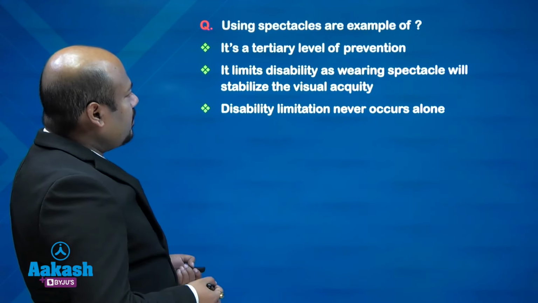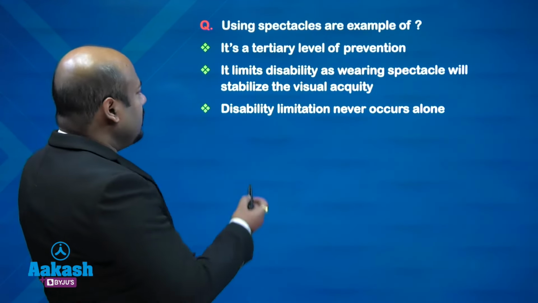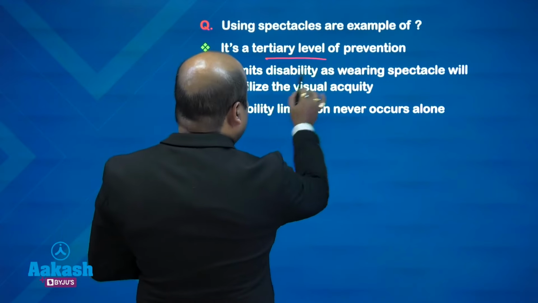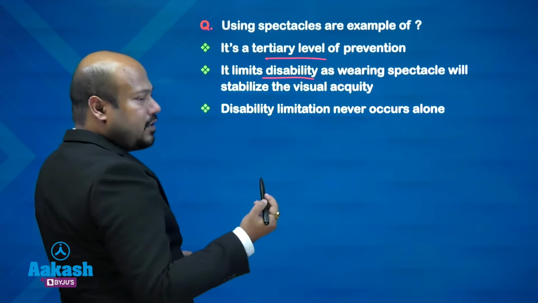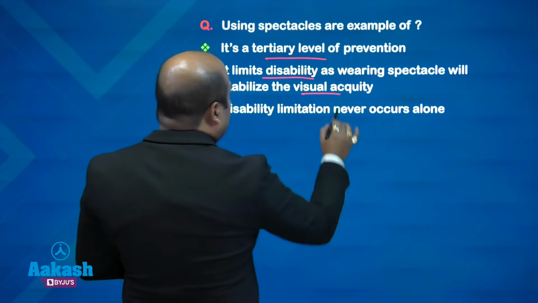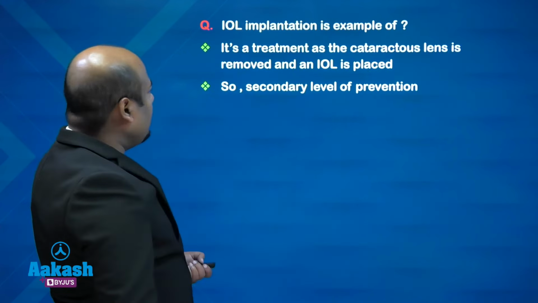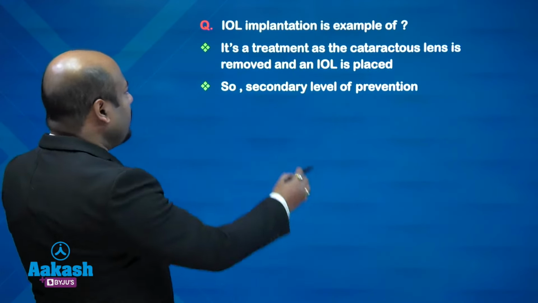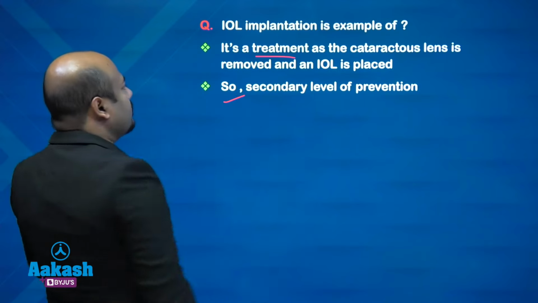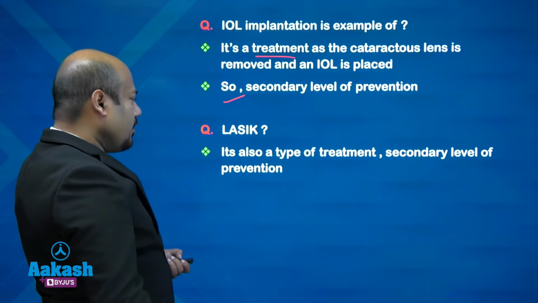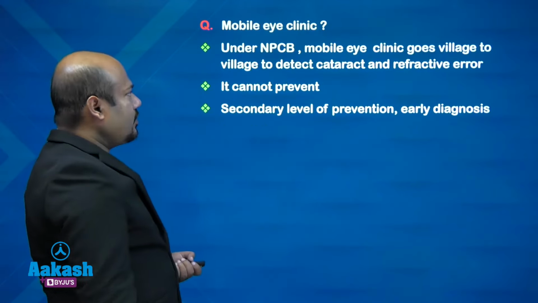Using spectacles, examples of. Spectacles are what? Tertiary level of prevention. Why? Because it will limit the disability, as wearing spectacle will improve the visual acuity. Intraocular lens implantation, it's a treatment. So treatment will be what? Secondary level of prevention. LASIK, again treatment, secondary level of prevention.